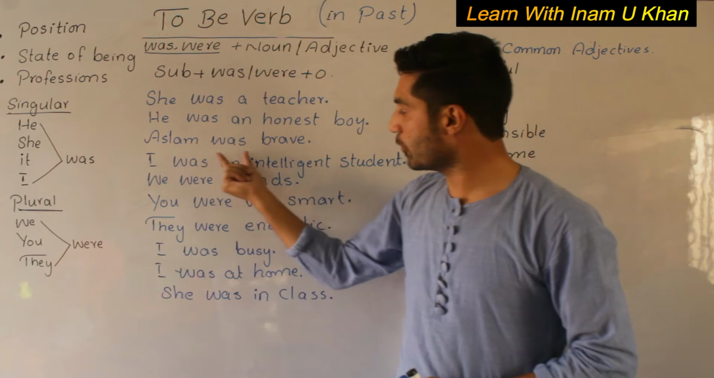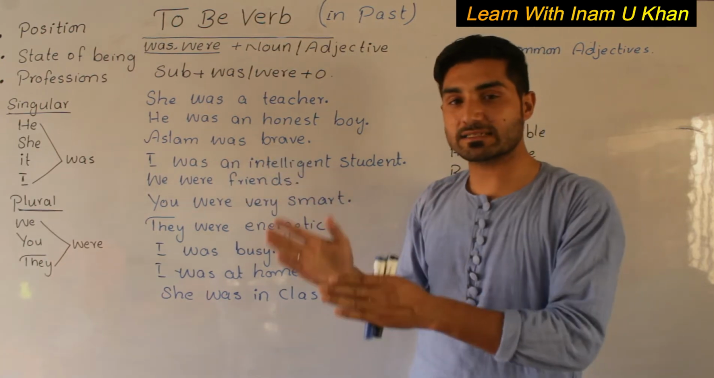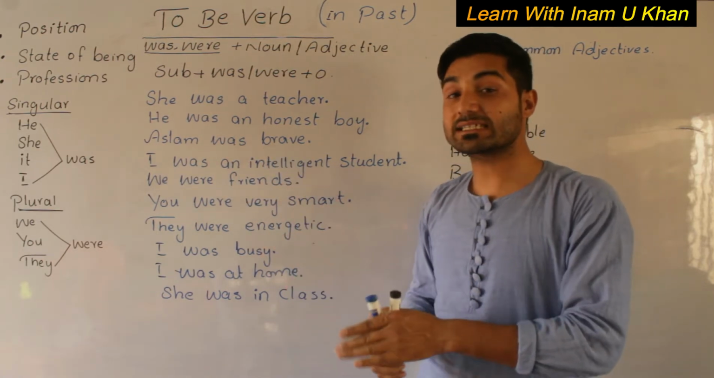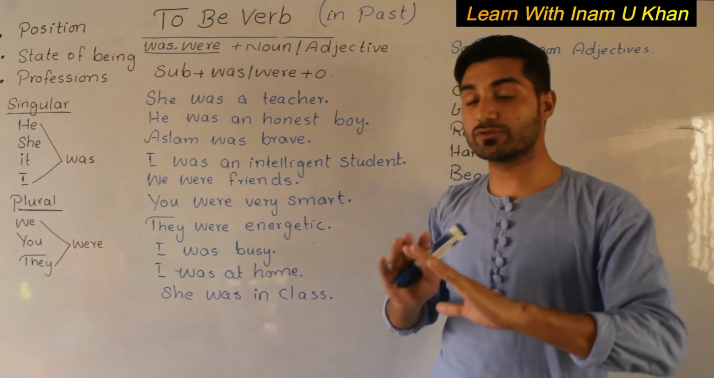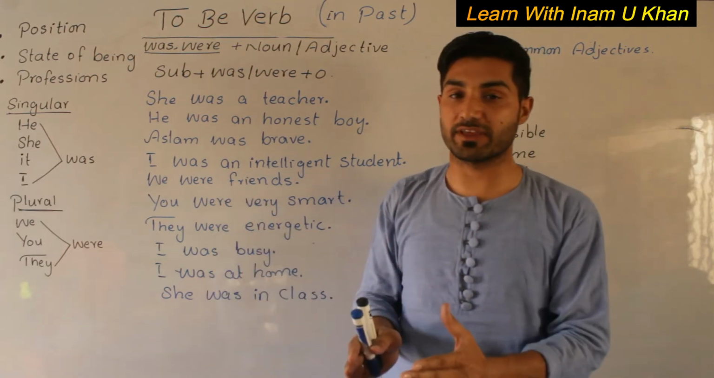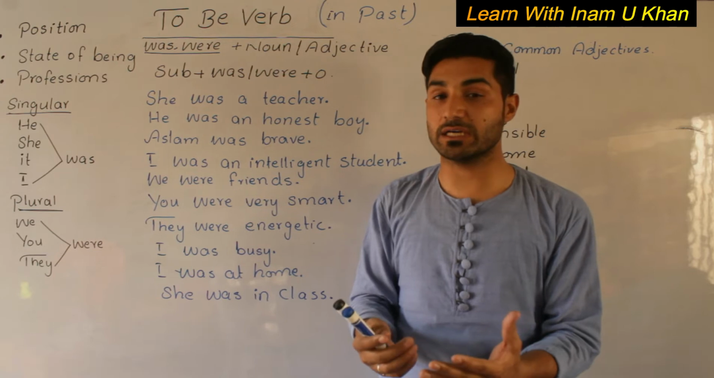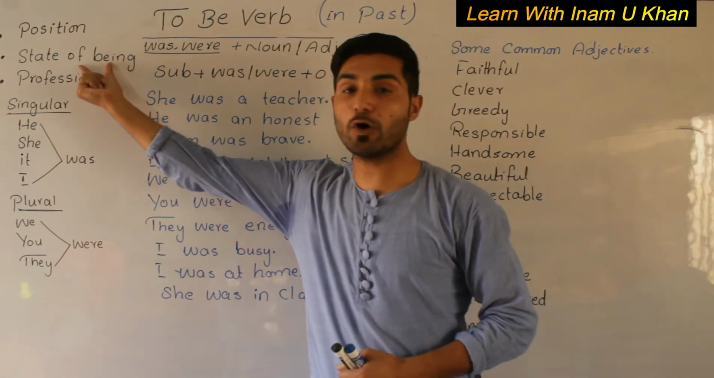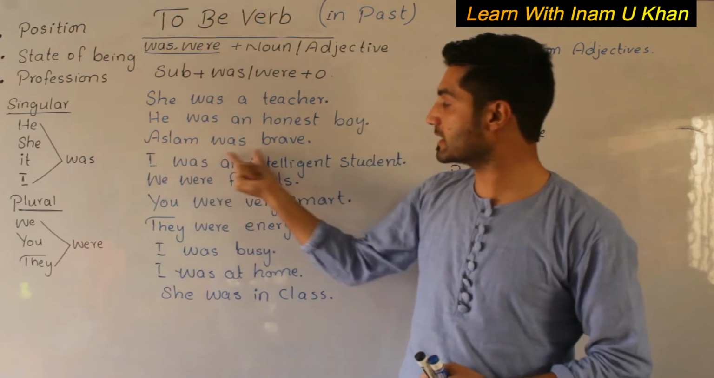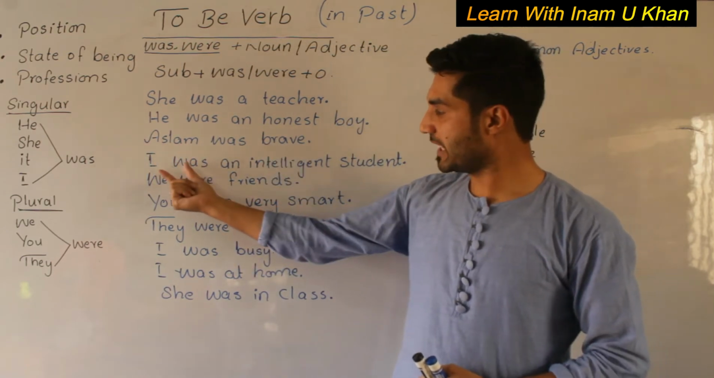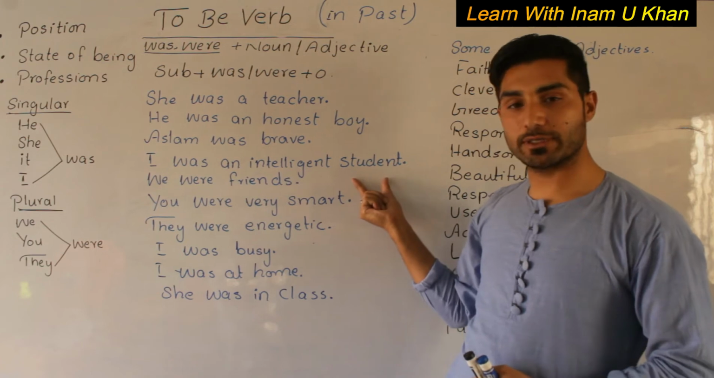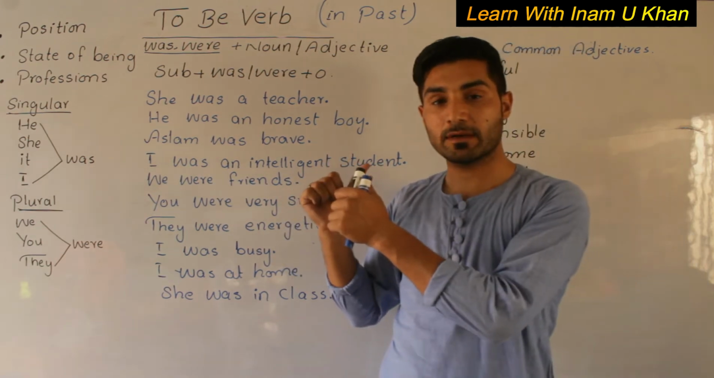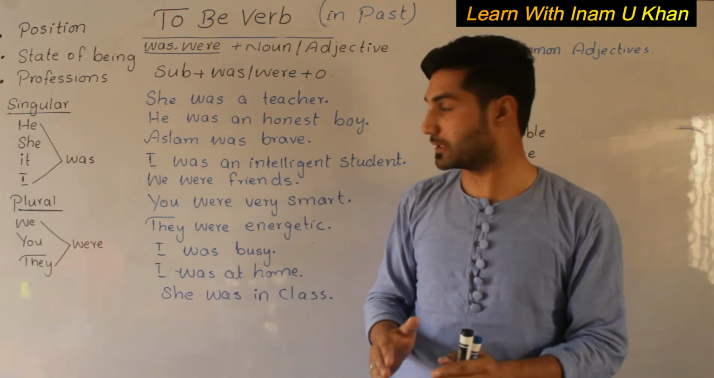Next we say Aslam was brave. What was Aslam, or how was Aslam? Aslam was brave. We do not say that Aslam was doing something. We are not discussing his action. We are discussing his state of being. What was Aslam and how was he? Aslam was brave. Next see, I was an intelligent student. In past time, I was an intelligent student.